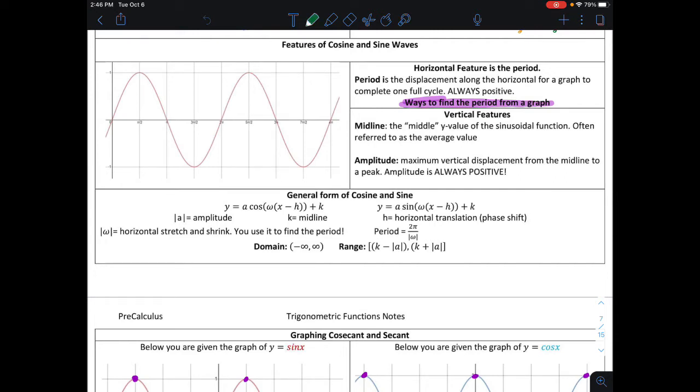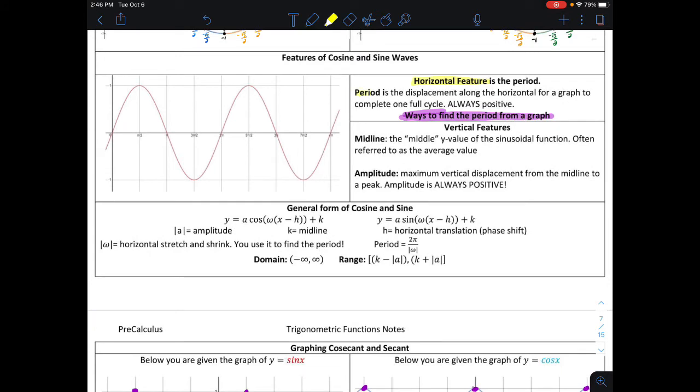Now what we want to do is identify some vertical and horizontal features, and we'll start with our horizontal features. And the main horizontal feature that we have is the period. Now the period is the displacement along the horizontal for a graph to complete one full cycle. Period is always a positive measure. So we've got to figure out, well, what dictates a full cycle? How do I find the period from a graph? There's a couple of ways of doing it.